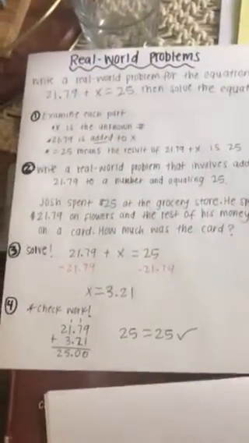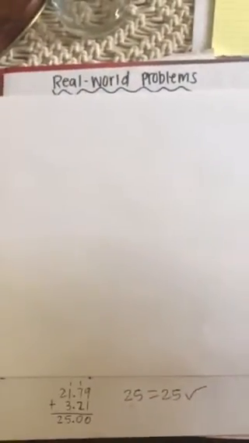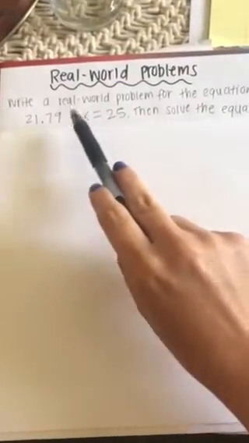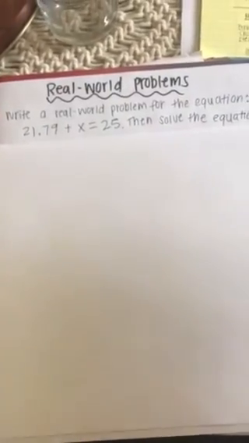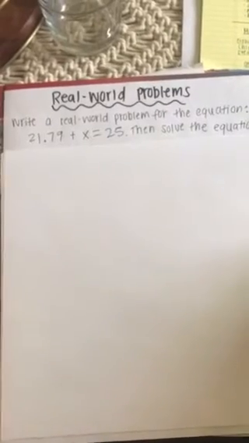Okay, now we're going to move on to real-world problems. These are going to be word problems, but right now you're just writing them. So you're going to write a real-world problem for this equation: 21.79 plus x equals 25. So after you write a problem, you need to solve the equation.